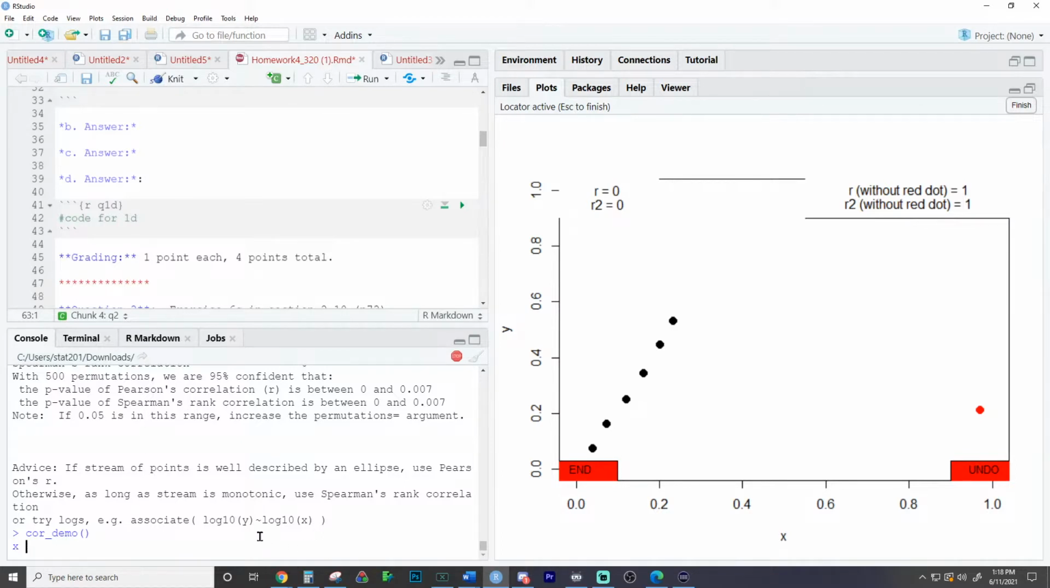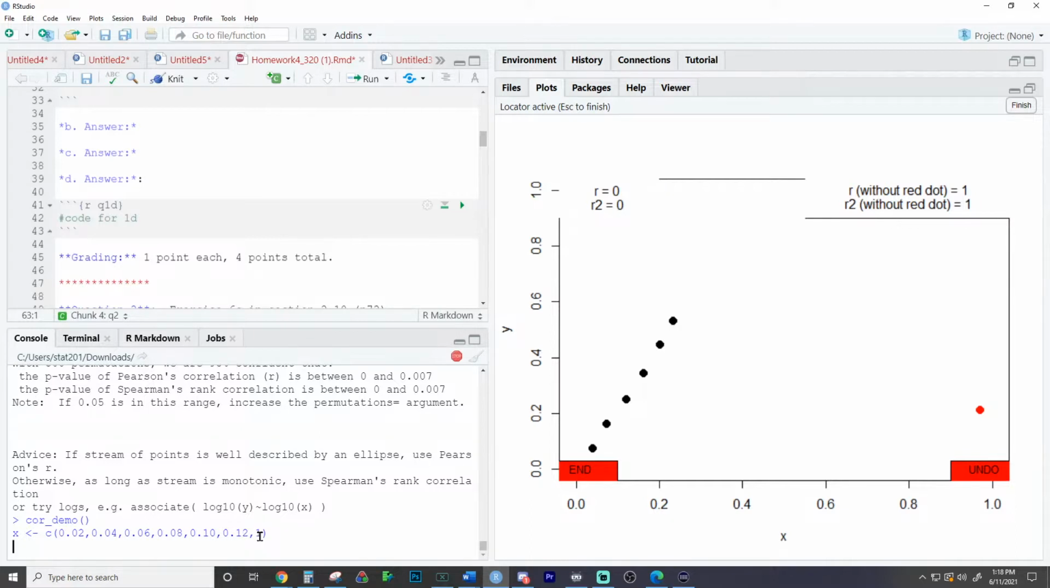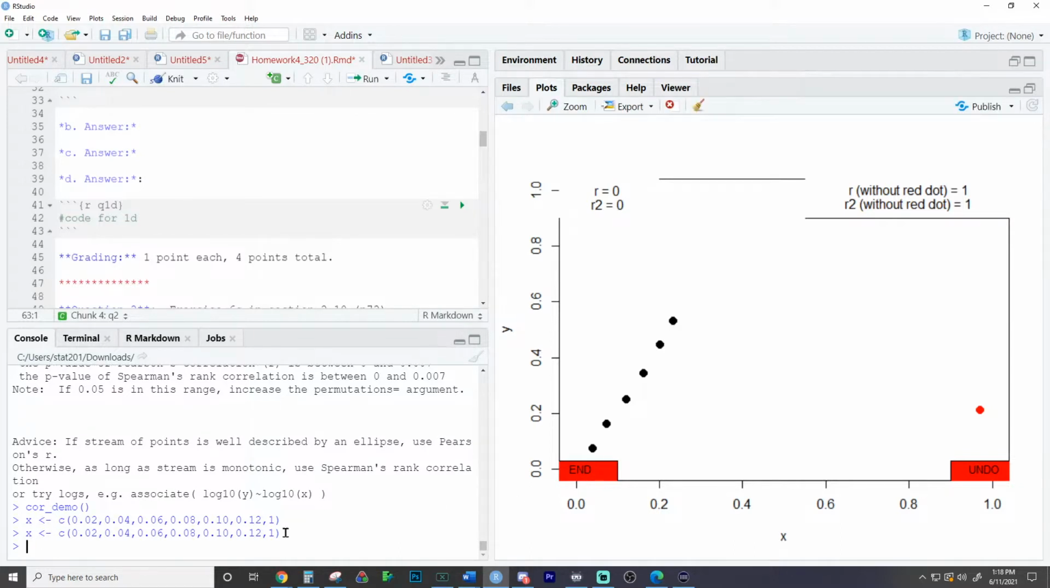If you look at this, we can make a vector of x going from 0.0, let's go 0.02, 0.04, 0.06, 0.08, 0.10, 0.12, and that goes all the way up to 1. What is the length of x right there?